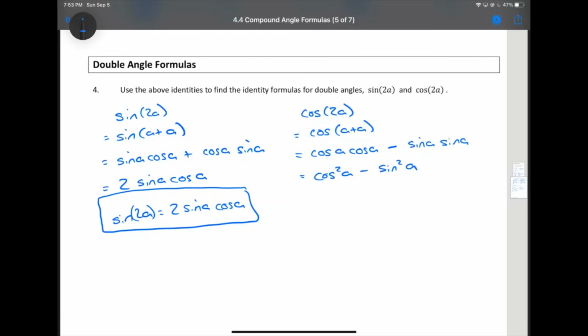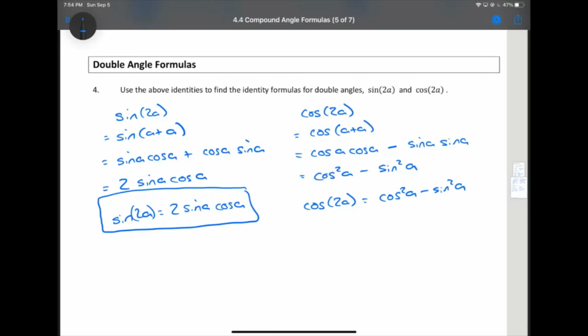And a reminder that cos squared a really means the same thing as cos of a, find that value and then square it. So we could put it in a bracket, put the square on the outside, but this is the preferred notation. And that gives us our double angle identity for cos. Cos squared a minus sine squared a.